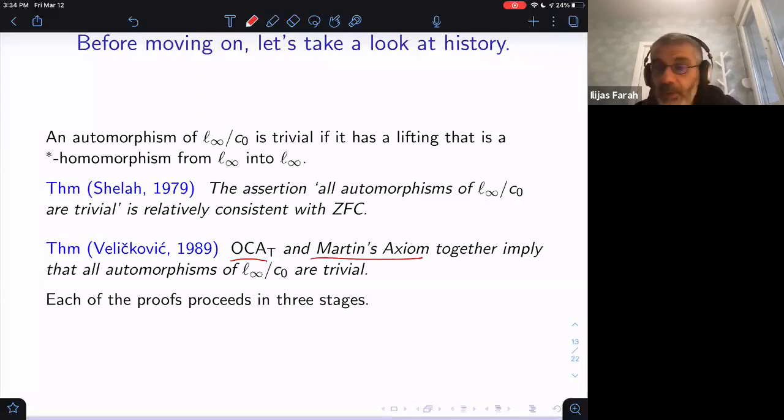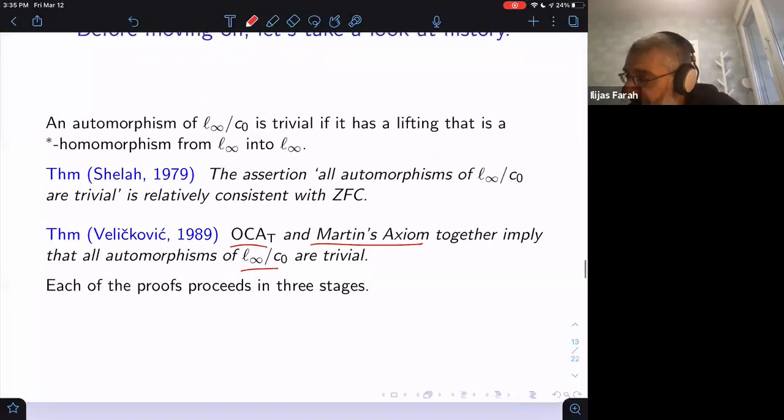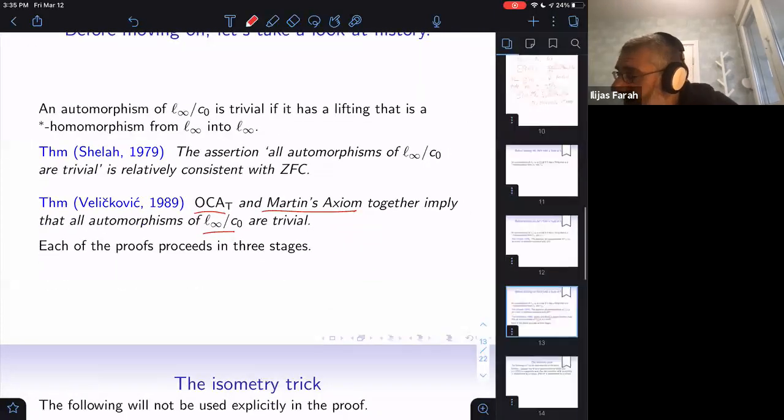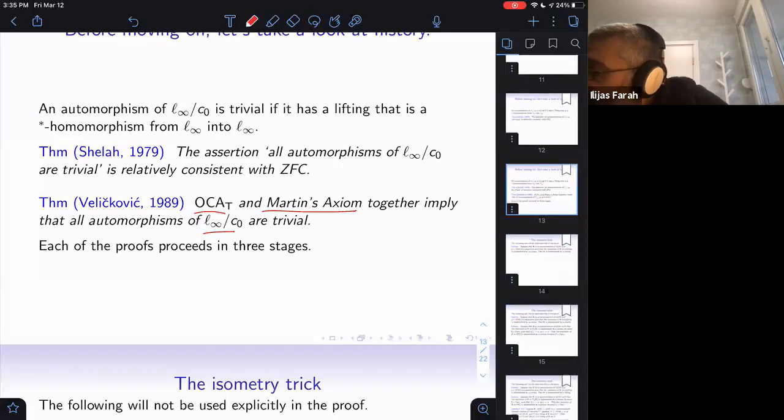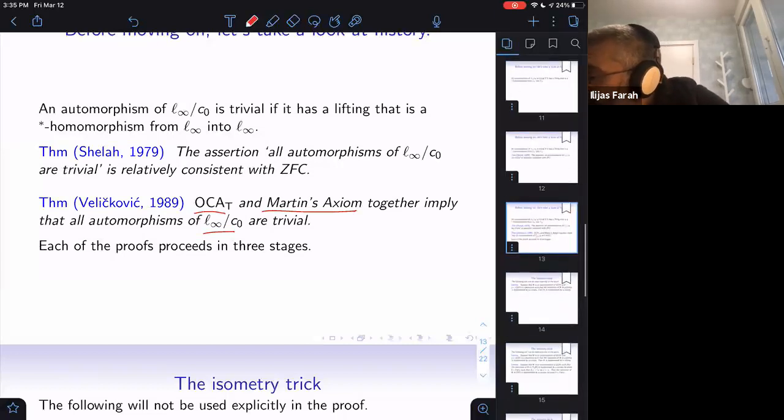plus so-called Martin's axiom that we'll not need, but it's a very popular set theoretic axiom, I guess second in popularity after the continuum hypothesis, probably. So those two axioms together imply that all automorphisms of L infinity mod C0 are trivial. Essentially, what Velickovic managed to do is recast Shelah's proof in the language of forcing axioms. And now the reason why I wanted to say a few words about this is that each one of these proofs proceeds in 3 stages.